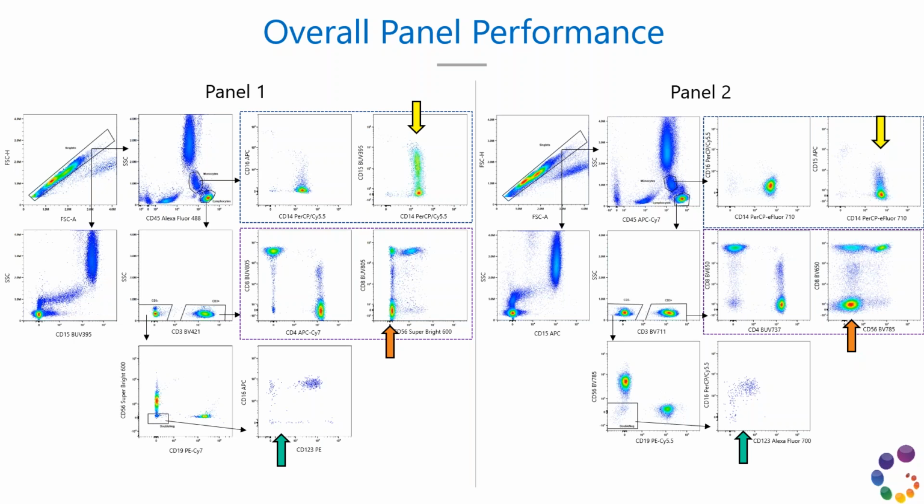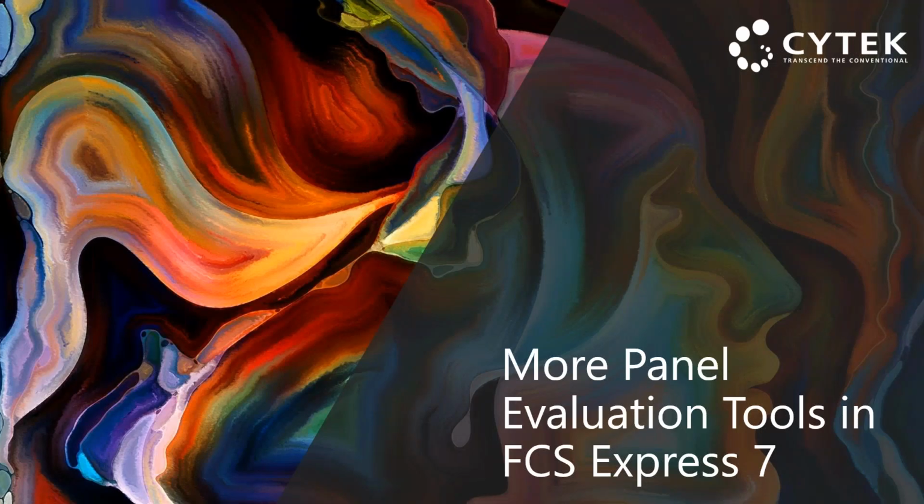And again, if we go further down, looking at the dendritic cells over in the CD123 versus 16 APC plot with the green arrows, the resolution came out stellar in panel 1, whereas in panel 2, it's much harder to see what's going on. To continue diving into our data, now we're going to take the FCS files into FCS Express 7, and Sean is going to show us all of the cool new tools over there.